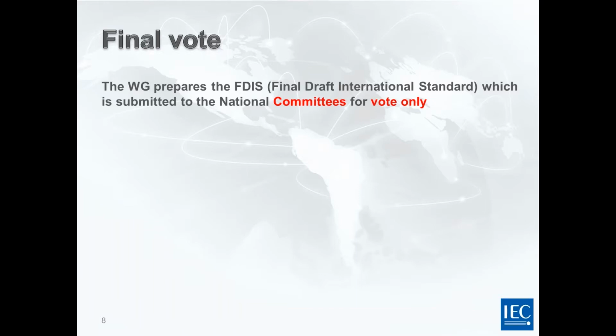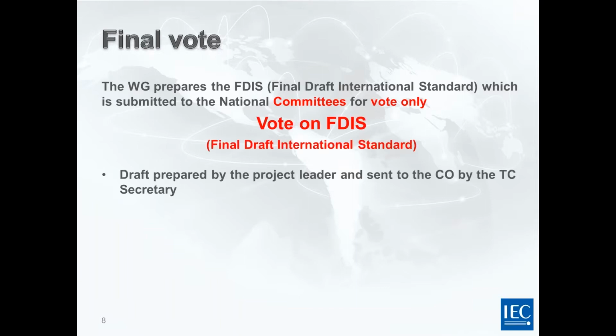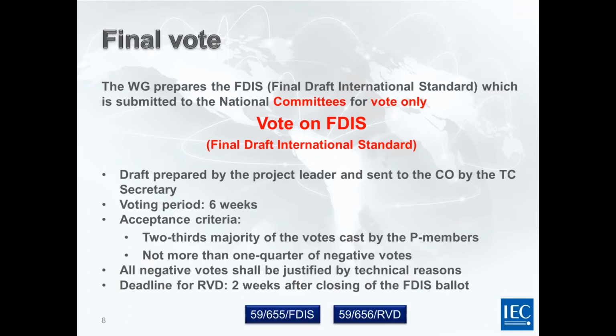Then there is a voting period of 6 weeks, and the acceptance criteria is a 2/3 majority of the votes cast by the P members and no more than 1/4 of negative votes. All negative votes shall be justified by technical reasons, and the deadline for sending the result of the vote is 2 weeks after the closing of the ballot. So then we can have a look at the FDIS.